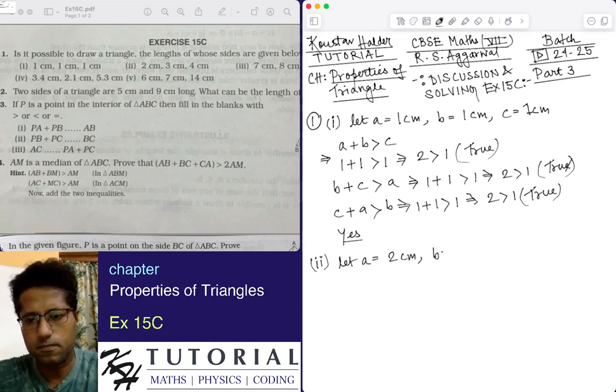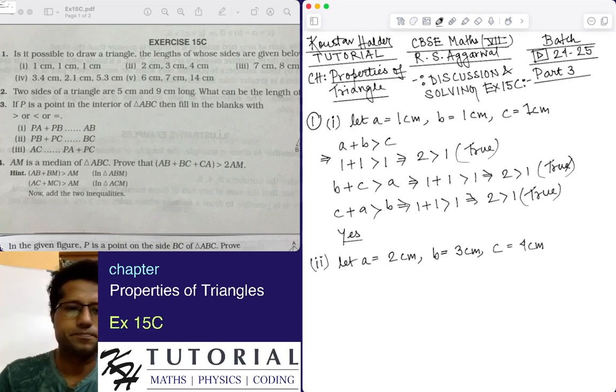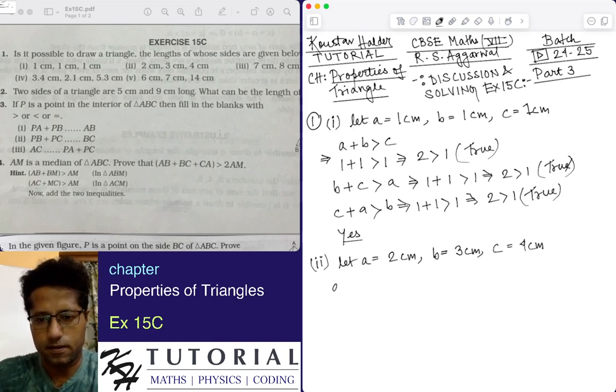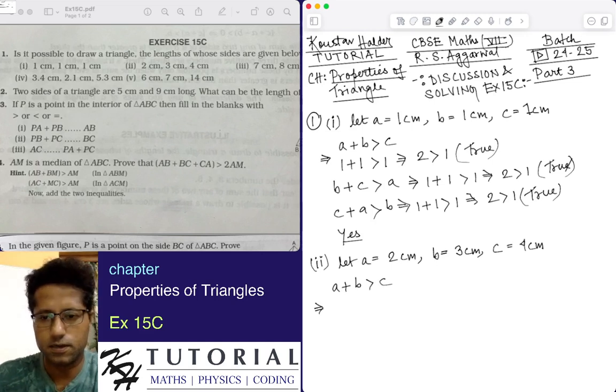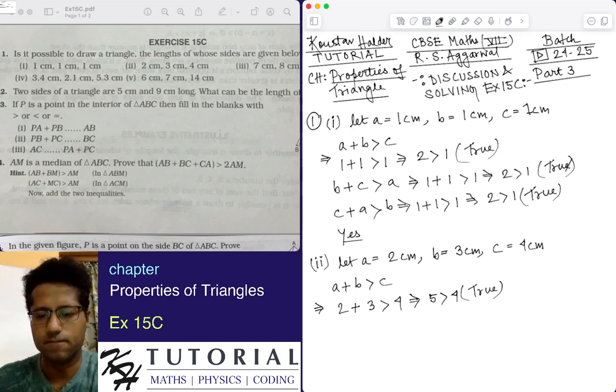Let B be equal to 3 centimeter. C equal to 4 centimeter. Okay. Now first let's check A plus B greater than C. This implies A is 2, B is 3, and C is 4. So this implies 5 is greater than 4, which is true. So A plus B greater than C holds.